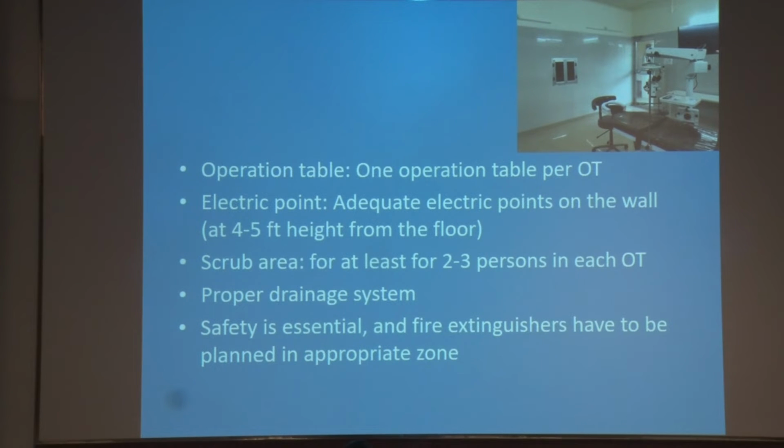Ideally there should be one operation table in the theater. And electric points, we have to remember, should be approximately 4 to 5 feet height from the floor, and there has to be a scrub area for at least 2 to 3 persons in each OT. And a proper drainage system is very essential. Otherwise, it will be difficult to clean the OT, because every week or every other operation may be an infected case, so it will be difficult if you do not have a proper drainage system. Safety is essential, and fire extinguishers have to be planned in the appropriate zone.